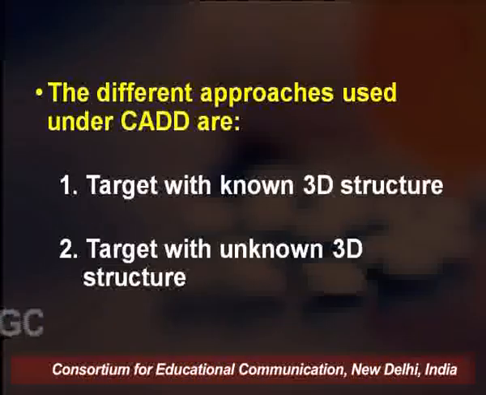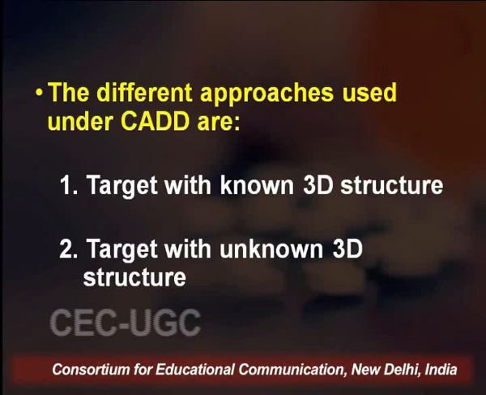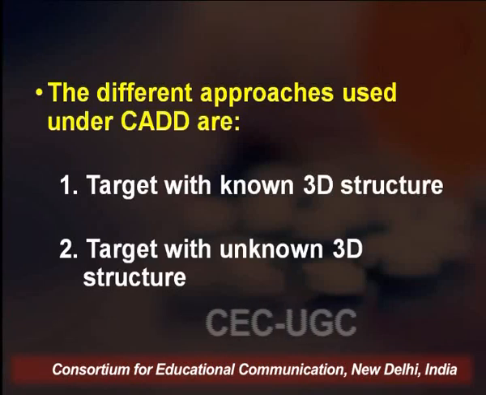The different approaches used under computer aided drug design, or CAD, are target with known 3D structure and target with unknown 3D structure. So we will deal with both of them in the next slide. Target with known 3D structure, that is, the target molecule's 3D structure is known, and we design the drug accordingly, according to the target, because we know the 3D structure.